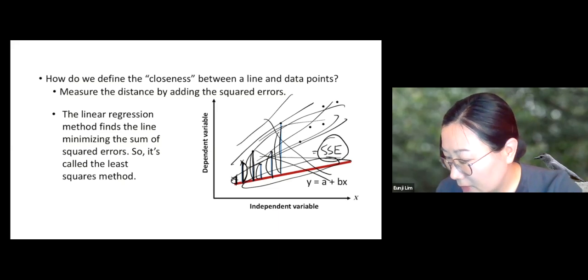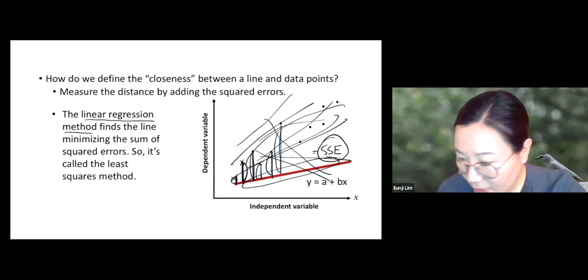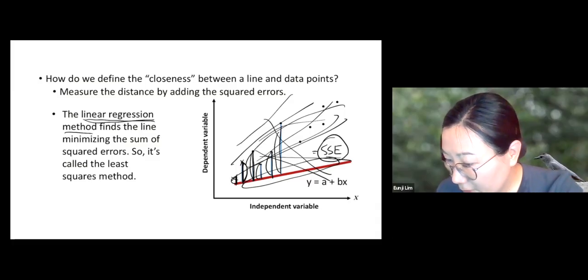The one with the least sum of squared errors is called the linear regression equation that Excel returns. So the linear regression method finds the line minimizing the sum of squared errors. So it's also called the least squares method.